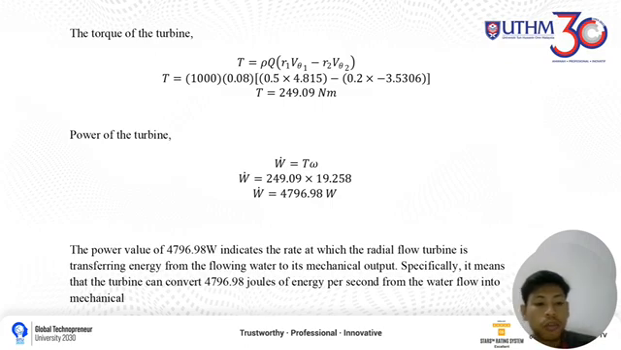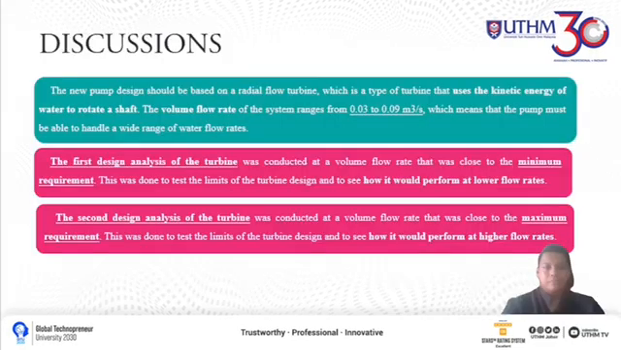Okay, the power value indicates the rate at which the radial flow turbine works, 4,796.98. So it shows that the turbine can convert 4,796.98 joules of energy per second from water flow into mechanical energy.